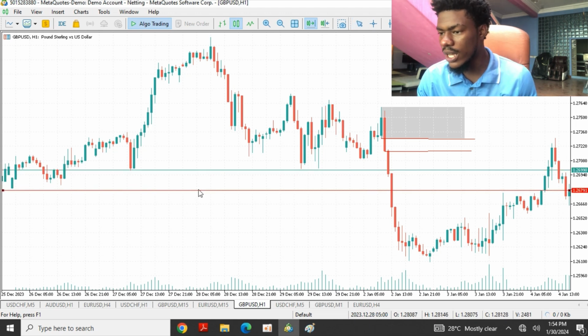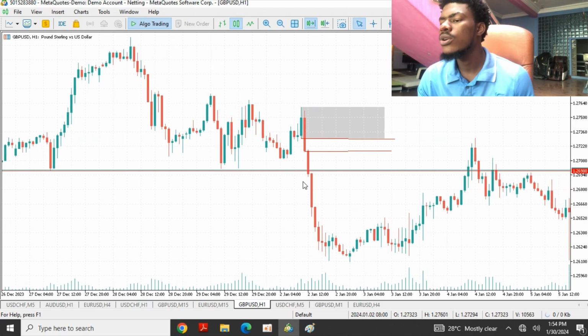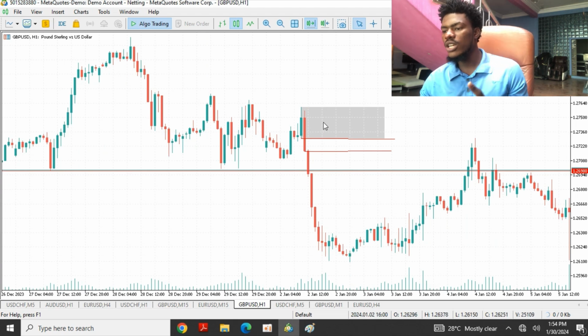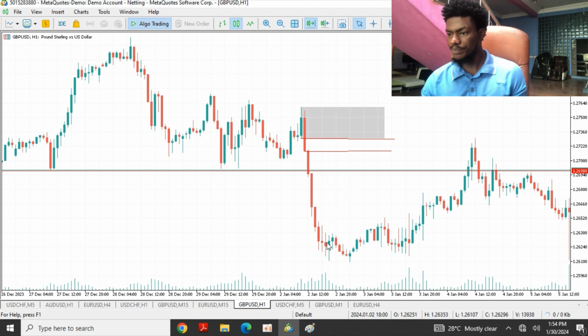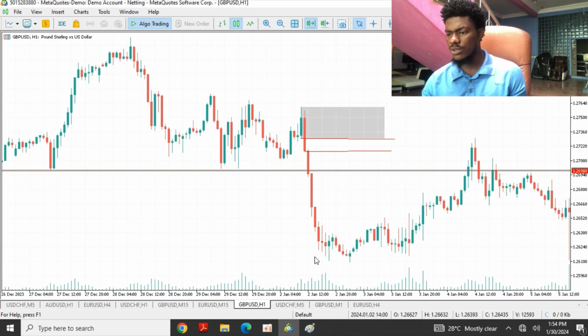Yeah. So now, okay, this was the break of structure here, right? So now, our 4 properties: number 1, it should not be mitigated before. It was not mitigated, valid, it was not filled. No wick has touched this order block, so it's a free order block. Number 2, it should break structure, and see what happened. It breaks structure. You understand? The expansion it created broke structure here and broke structure here. You understand? And number 3, what was number 3 again? It should have an imbalance, all right?